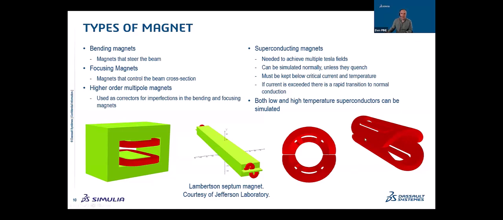And here we have an example of a superconducting dipole. And because the fields are entirely generated by the coil structure, there is often not any steel in these kind of magnets.